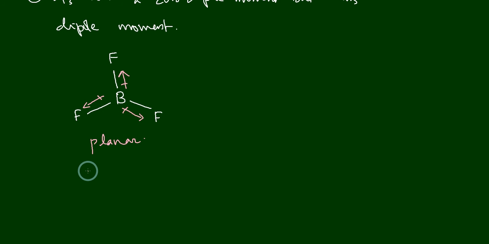So what will be the net dipole moment of this planar molecule? You can see that there are three dipole moments like this. Each of these dipole moments are separated at 120 degree angle. Okay, all these are 120 degree angle. So what will be the net dipole moment? We can check. Okay, let us preserve this dipole moment here. This is the one dipole moment, which is this one.